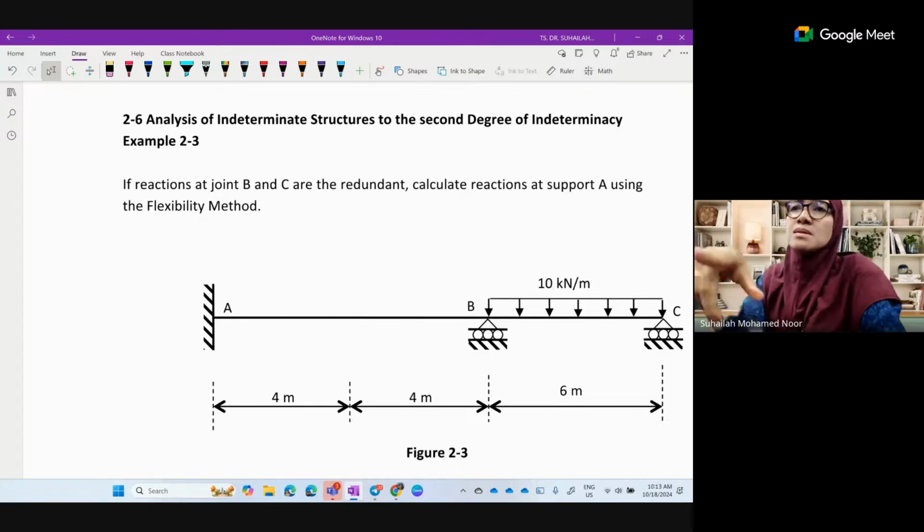Ni siapa nama? Pusing sikit bagi di center. Okay.